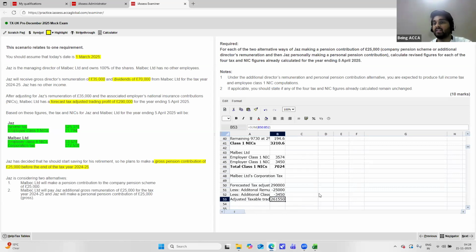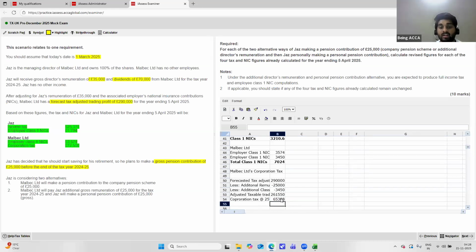Again, as we can see, it is above the threshold of 250,000, so it would be taxed at 25%. So corporation tax at 25% is equal to this into 25%, making the corporation tax a total of 65,388. The corporation tax is actually reduced because the profits have reduced because of the additional remuneration and the additional class 1 NICs. And that is how we will calculate it.